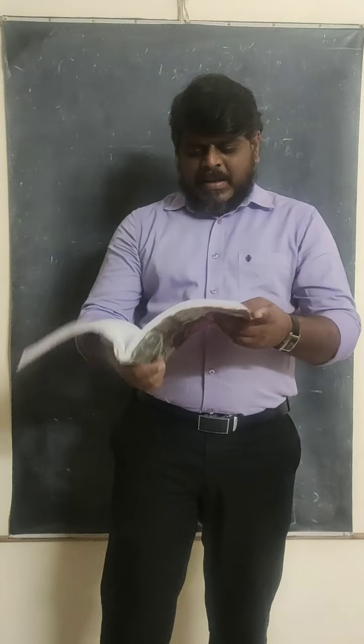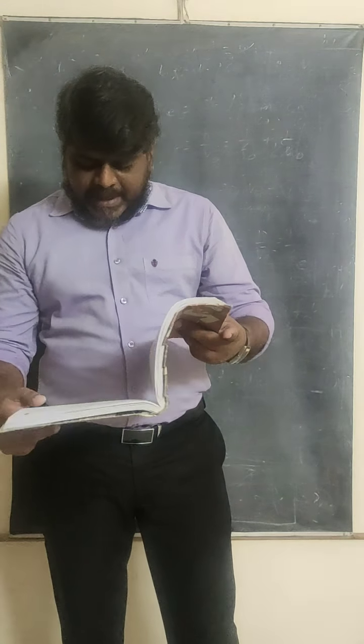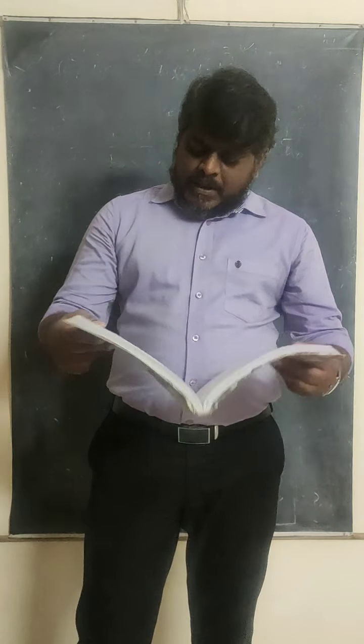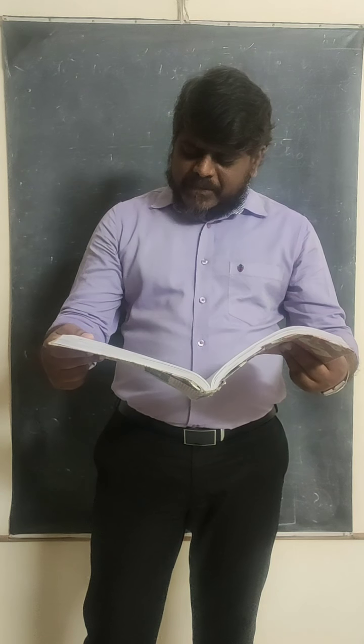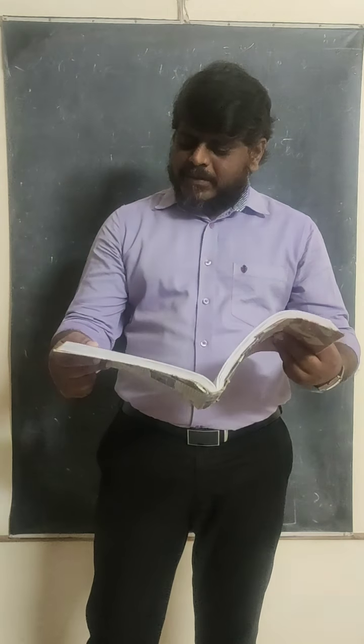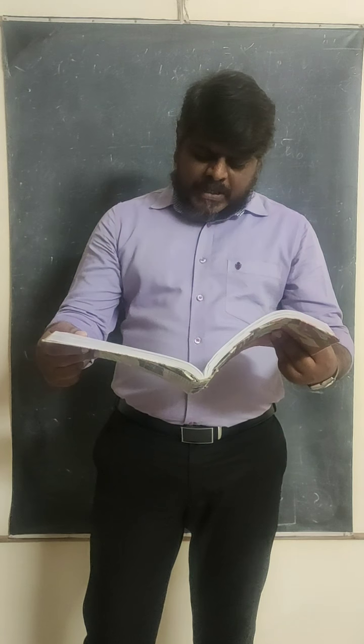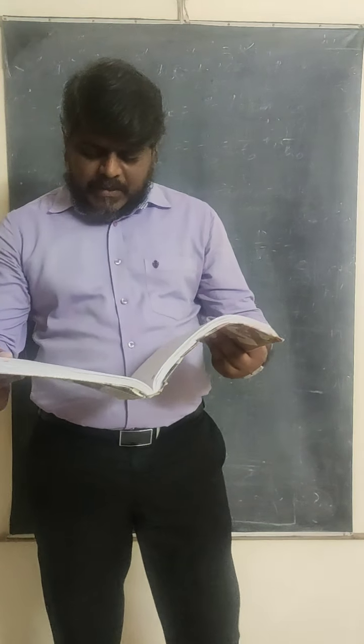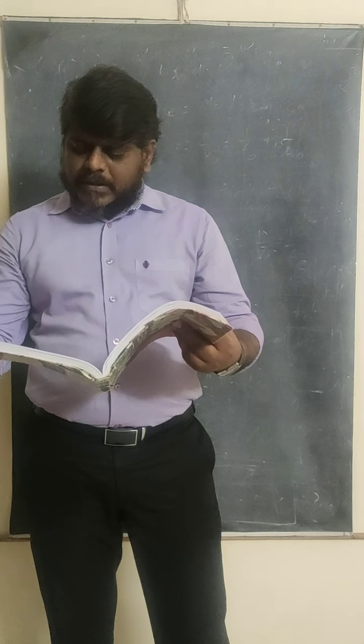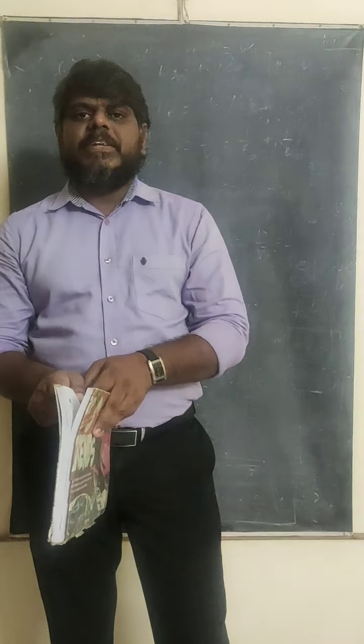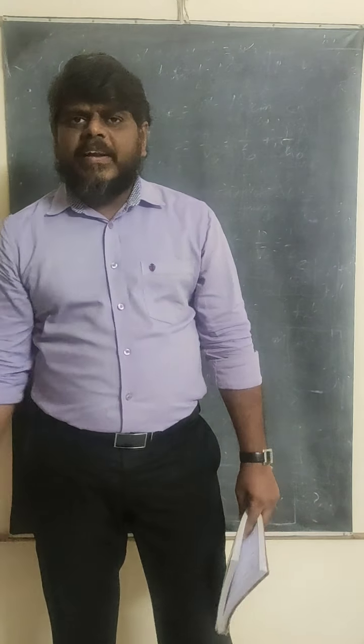Close friends, in the problem they are talking about a telescope. In the telescope, the magnification at normal adjustment is given as 10, and the length of the telescope is given as 1.1 meter. You will find out the magnification when the image is formed at the least distance of distinct vision.